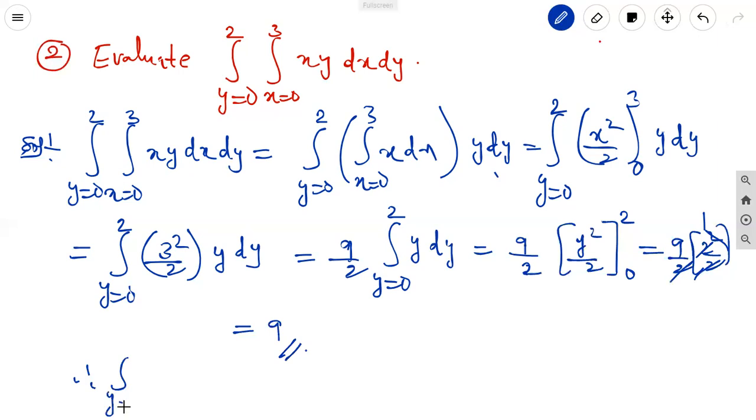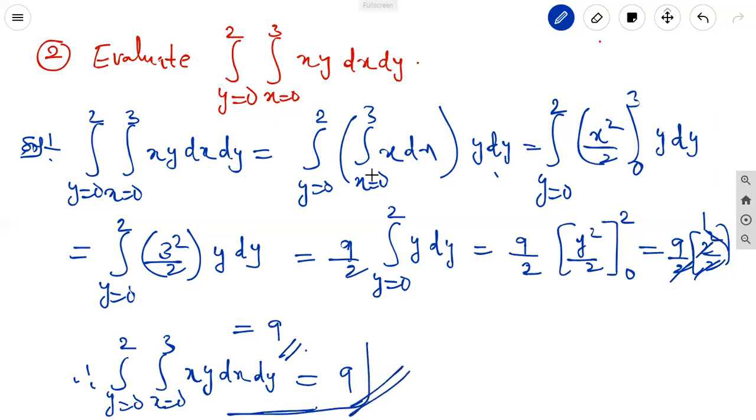Therefore, integral y equal to 0 to 2, x equal to 0 to 3, xy dx dy equal to 9 is the answer.